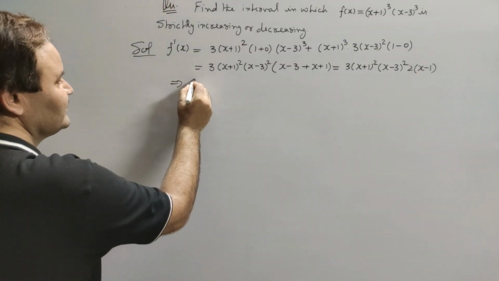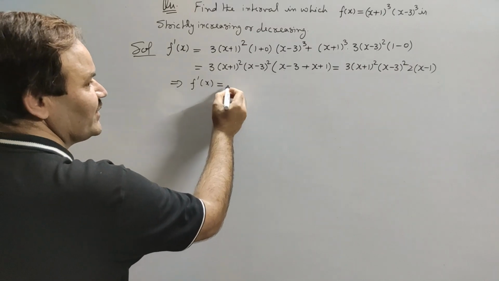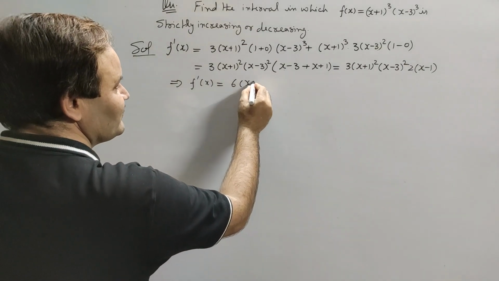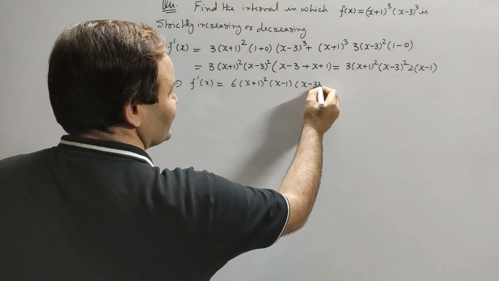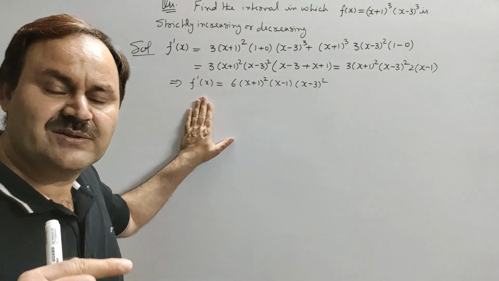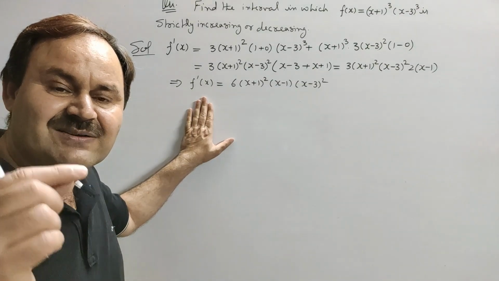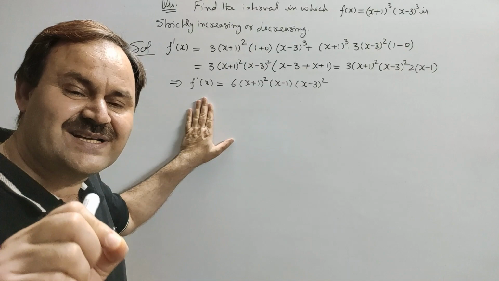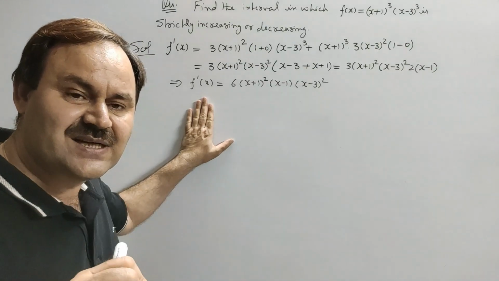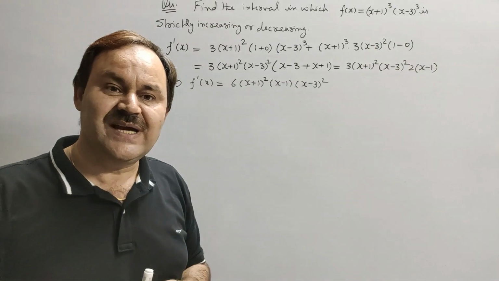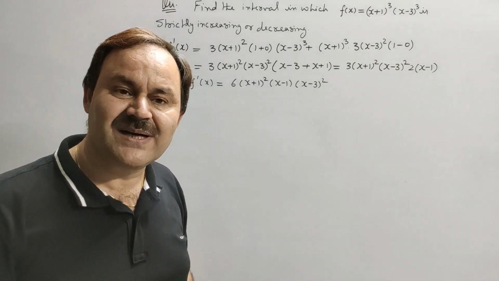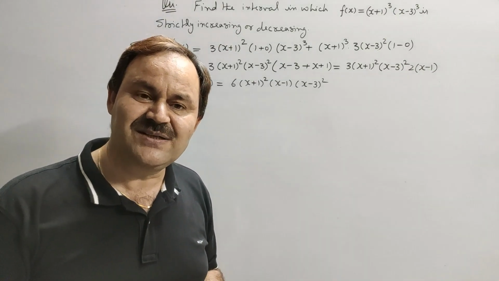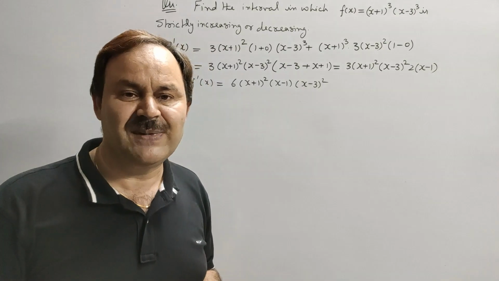So this will give f dash x is equal to 6 times (x plus 1) whole square, (x minus 1), (x minus 3) whole square. Now f dash x, differentiation of the function with respect to x, will give the slope of the tangent to the y versus x curve, and we know that for the points of maxima or for the points of minima, the slope of the tangent to the y versus x curve will be 0.